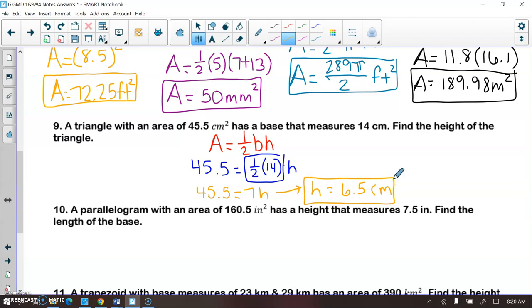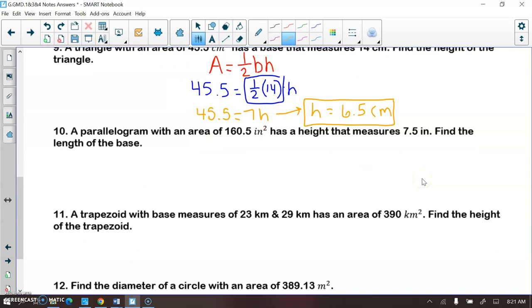And that's it. All right, the next one, a parallelogram with an area of 160.5 has a height that measures 7.5. We want to find the length of the base. So the area formula of a parallelogram is base times height. Filling in all my numbers, my area was 160.5, and that is equal to my base times the 7.5 for my height. So if I divide by 7.5 on both sides, a 160.5 divided by a 7.5 gets me that my base is a 21.4 inches.